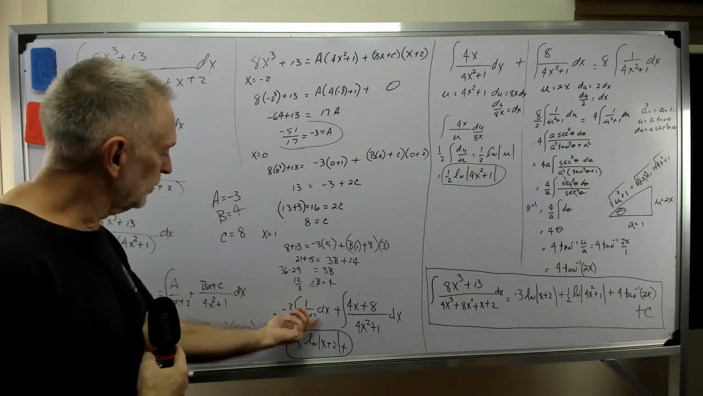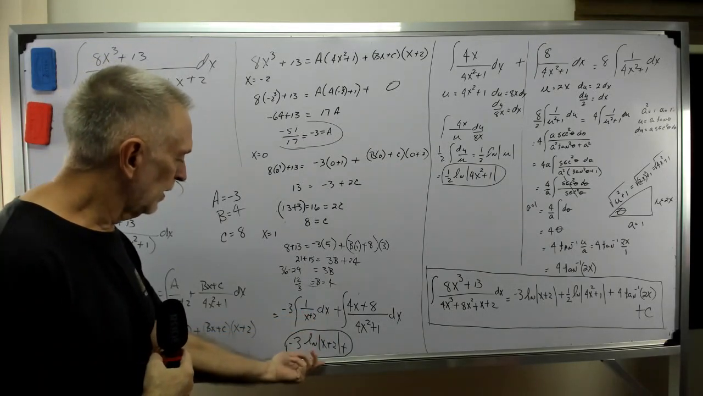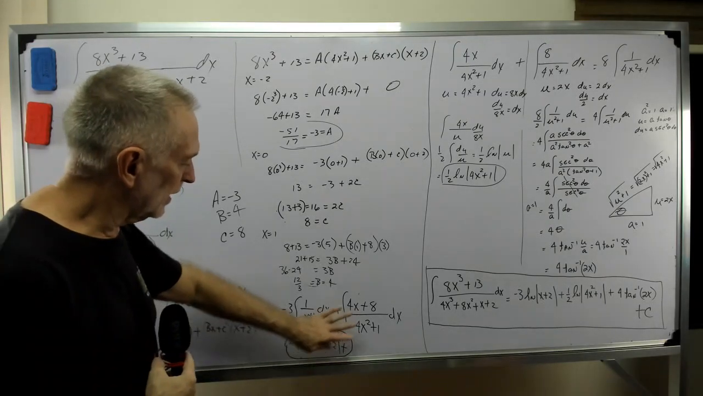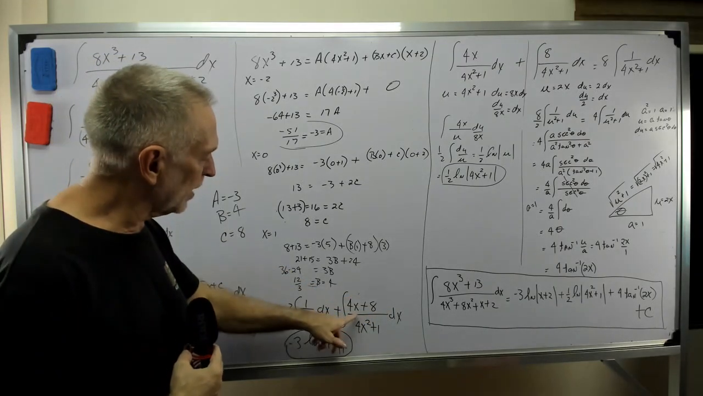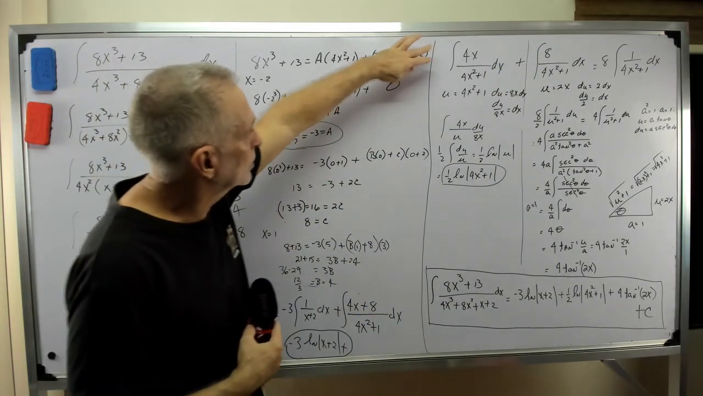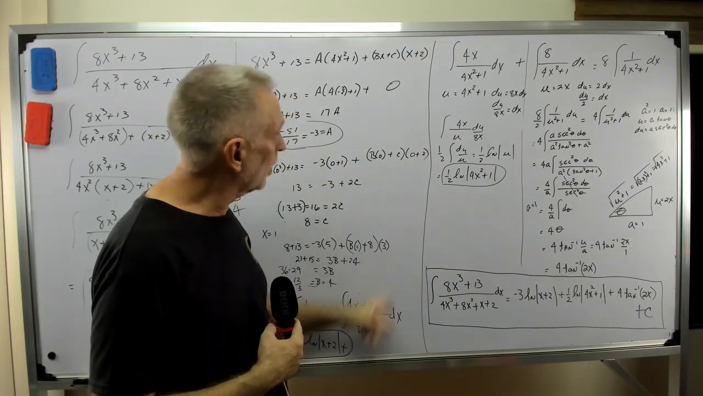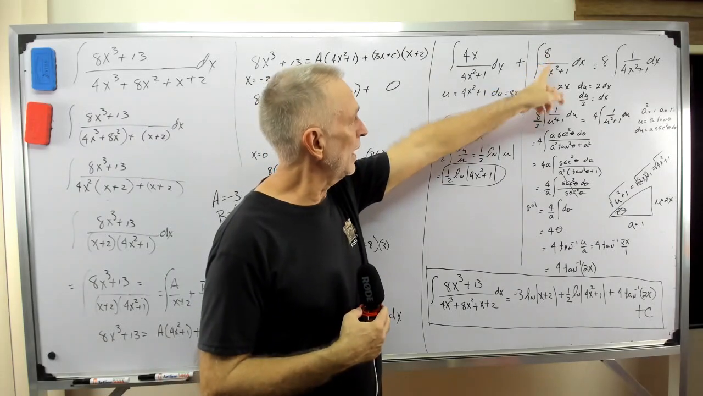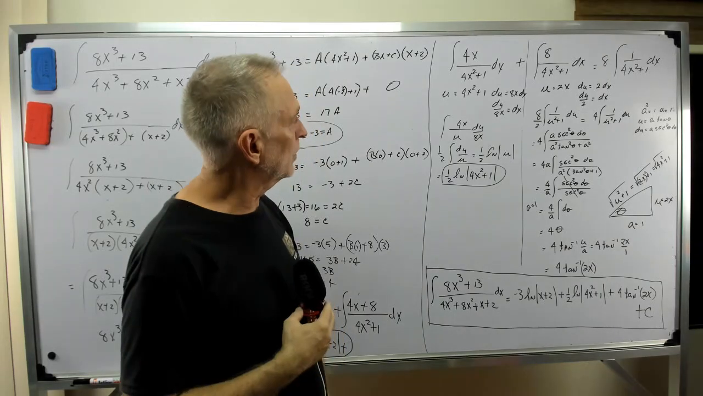This integral is negative 3 times natural log of x plus 2. So I've circled it. And now I'm going to take to the top of the board this integral, and I'm going to break it into two pieces. So I break it into the integral of 4x over 4x squared plus 1, plus the integral of 8 over 4x squared plus 1. So I worked with each one of those.